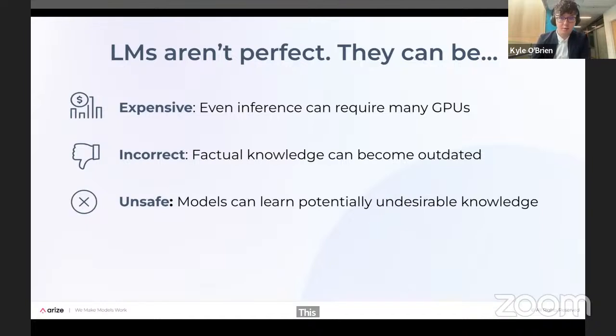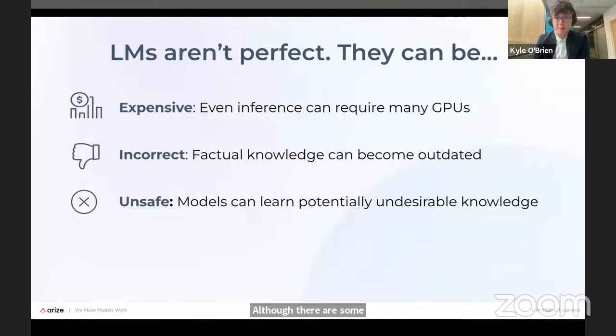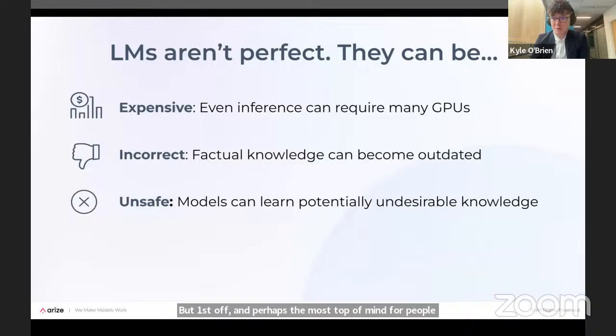Although there are some others that don't fit quite as nicely that are beyond the scope of our work. But first off, and perhaps the most top of mind for people, is language models are expensive, both to train, that's well understood even for a relatively small model that maybe is only a few billion parameters, which maybe a couple of years ago would have been considered a very large model as well.